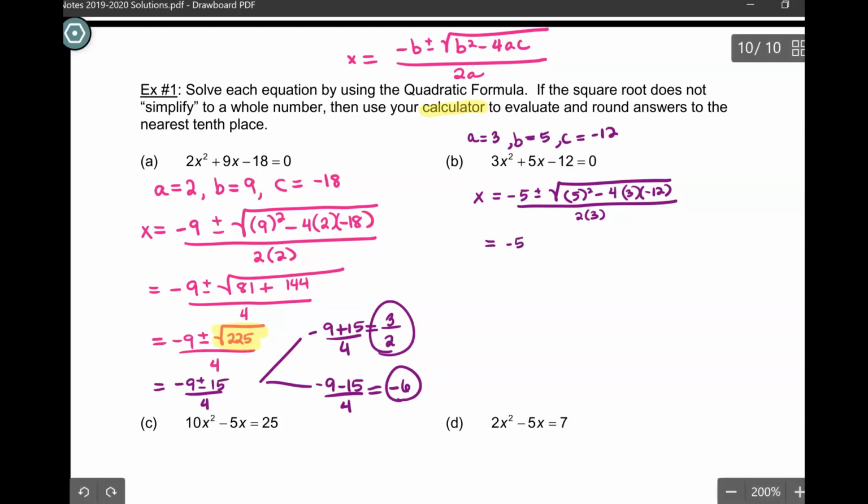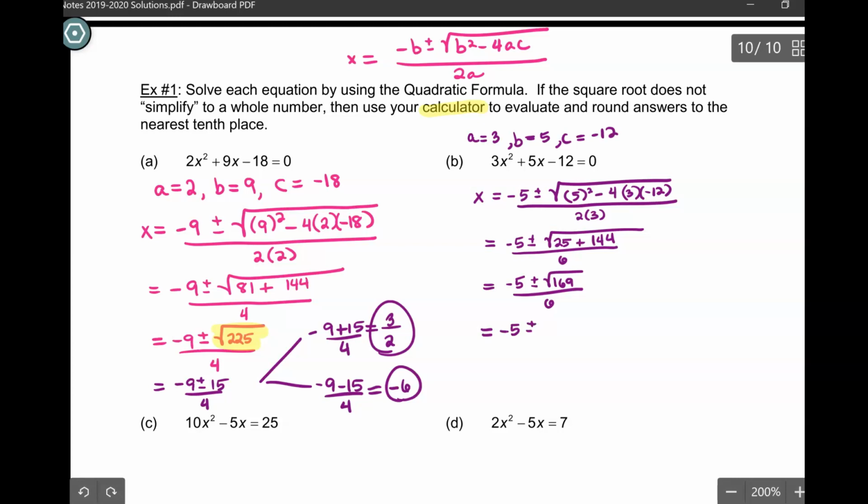So we get negative 5 plus or minus the square root. Now we're going to simplify inside the square root. 5 squared is 25. That's going to be a plus because you have 2 negatives. So 4 times 3 times 12 is 144. All over 2 times 3, which is 6. I have negative 5 plus or minus. Now 25 plus 144 is 169. So use your calculator. Figure out square root of 169 is actually 13.